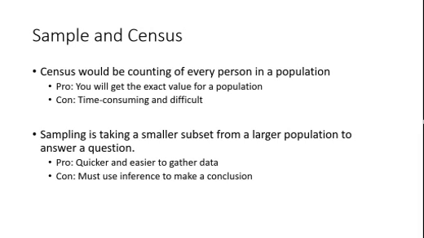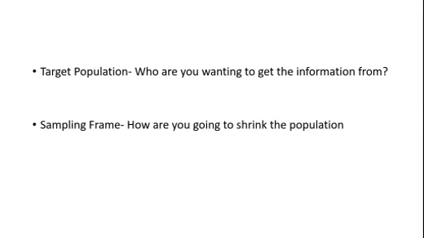That type of stuff. Okay, so sampling is better for this. It's taking a small subset of a larger population and then answering a question based on it. Okay, so the pro is that it's quicker and easier to gather your data, but the problem is that you do have interference on your conclusions because of things like bias. Okay, your target population is the population that you want to get your information from.